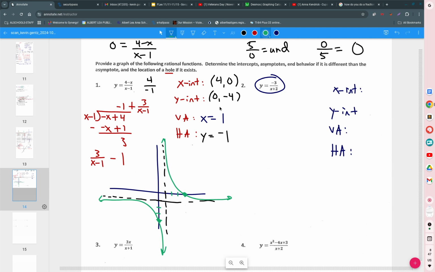What is going to be my vertical asymptote? Negative 2. That's where the denominator is equal to 0. x equals negative 2. You can see that in the previous situation, I had a negative 1 on the end. I don't have anything on the end there. So what's going to be the horizontal asymptote? 0.